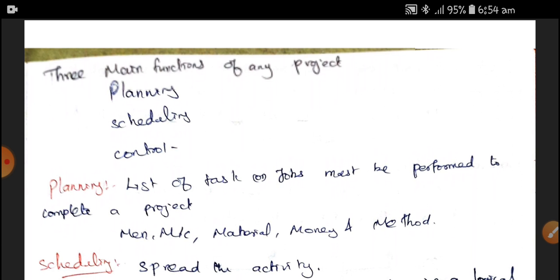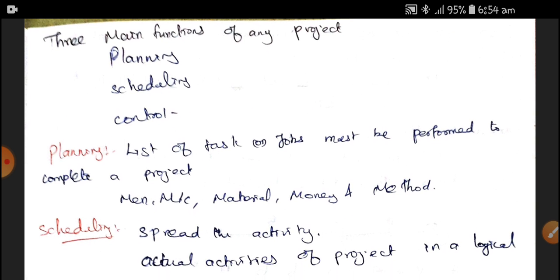Here I am going to give the main functions of any project. We have three main functions: planning, scheduling, and controlling. What is meant by plan? It is the simple process of listing the tasks or jobs that must be performed to complete the project, which is called planning. In planning we have the 5 M's, that is, resources being planned. How many men are required, how many machines, how much material, and how much money is needed to complete the project, as well as finding an optimum method for completing it. Therefore the 5 M's, men, machine, material, money, and method, come into the picture. We are planning the resources for completing the job. So it is called planning.